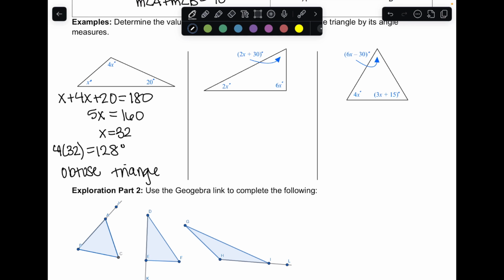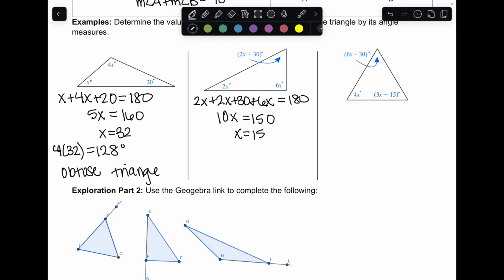For the next one, we're going to do the exact same thing. We're going to add up all of our angle measures and set them equal to 180. So 2x plus 30 plus 6x is equal to 180. If we combine like terms on the left, we get 10x. And if I subtract that 30 over, I get 150. Divide by 10. X is equal to 15.